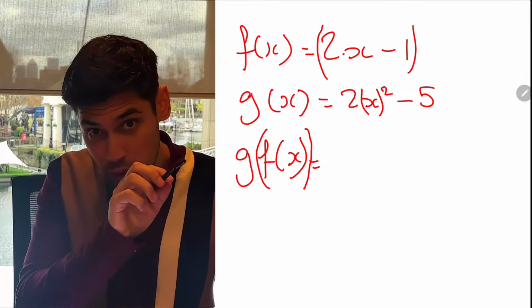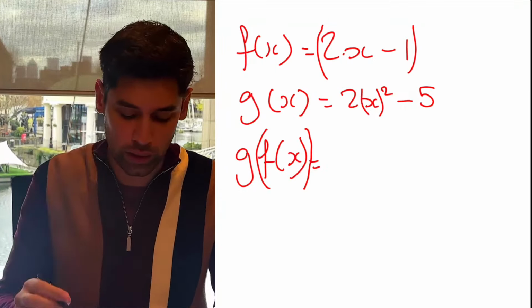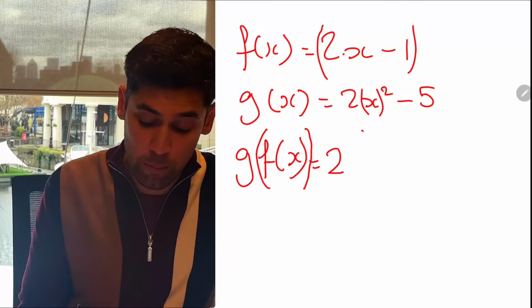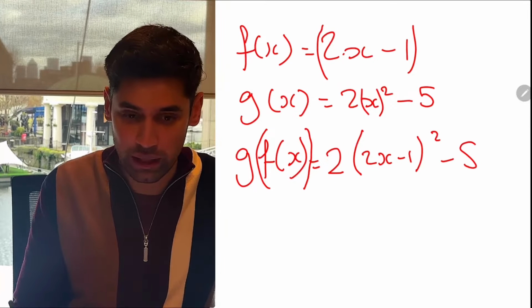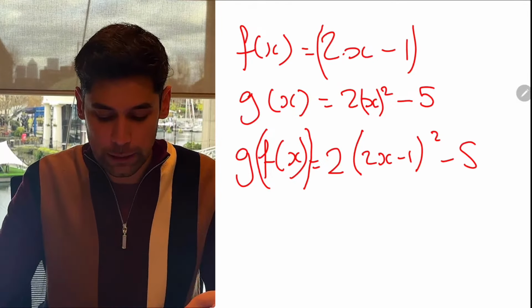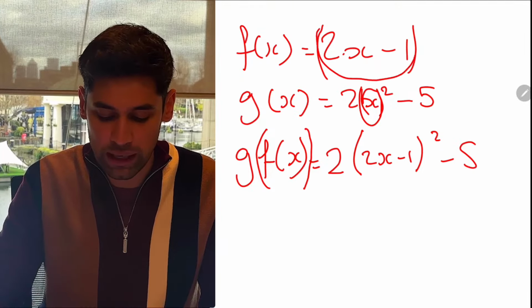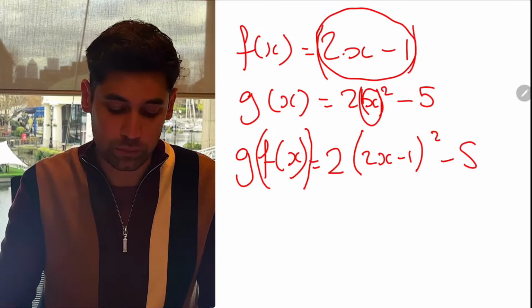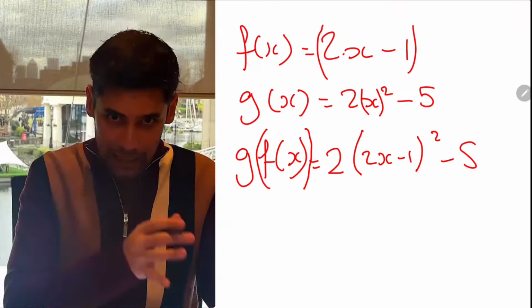So we're going to write out g of x, but as soon as we get to the x, we're going to write 2x minus 1 instead. There's going to be 2 brackets, 2x minus 1, squared, minus 5. Now if you can see visually, the x that was in g of x has been entirely replaced by the 2x minus 1. That is what is happening here. We are substituting an equation into an x value.